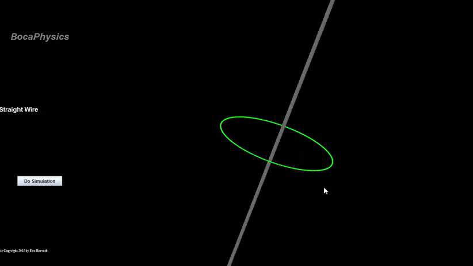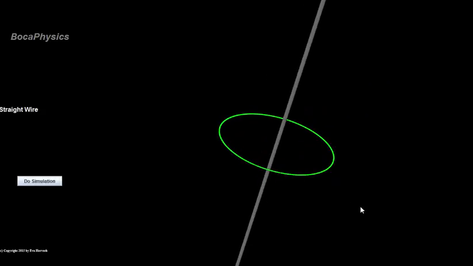In this BocaPhysics video, you'll see a set of simulations of magnetic field lines due to systems comprised of current-carrying wires. In the first simulation, you see a magnetic field line due to a very long straight current-carrying wire.